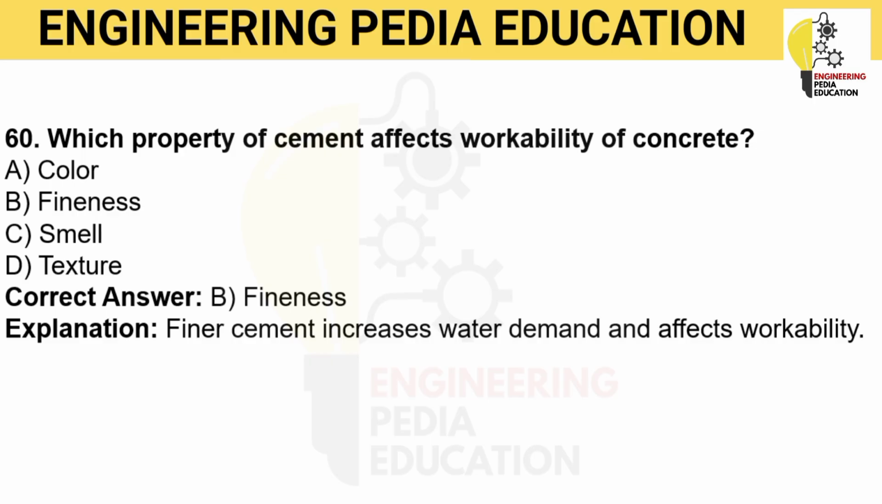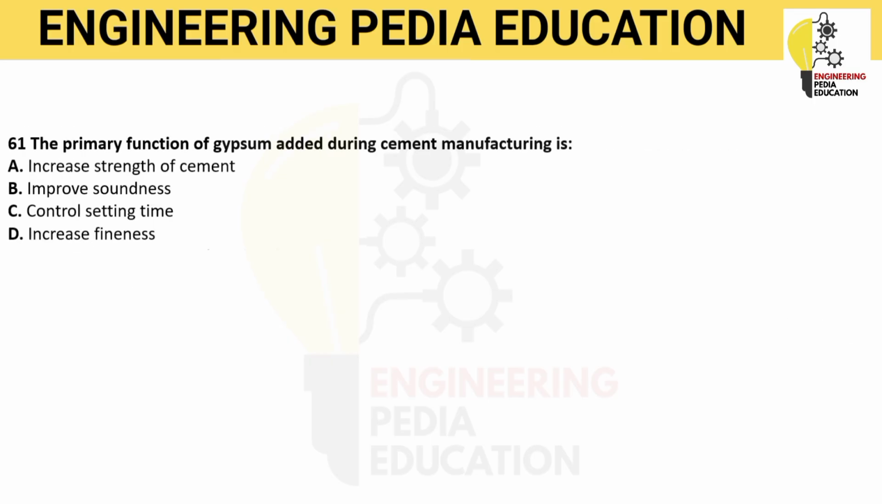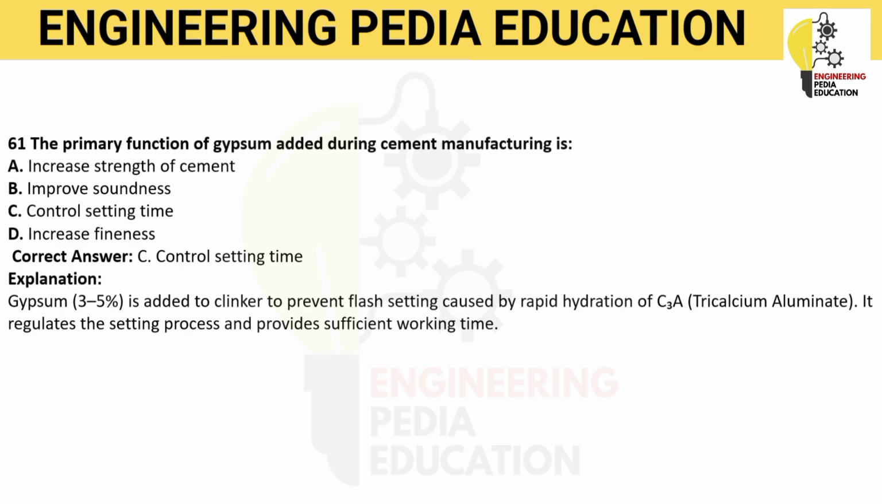The primary function of gypsum added during cement manufacturing is to increase strength of cement, improve soundness, control setting time, or increase fineness. So the correct answer is control setting time. Gypsum at 3 to 5% is added to clinker to prevent flash setting caused by rapid hydration of C3A, that is tricalcium aluminate. It regulates the setting process and provides sufficient working time. Thus, the gypsum's work is to control the setting time of cement.